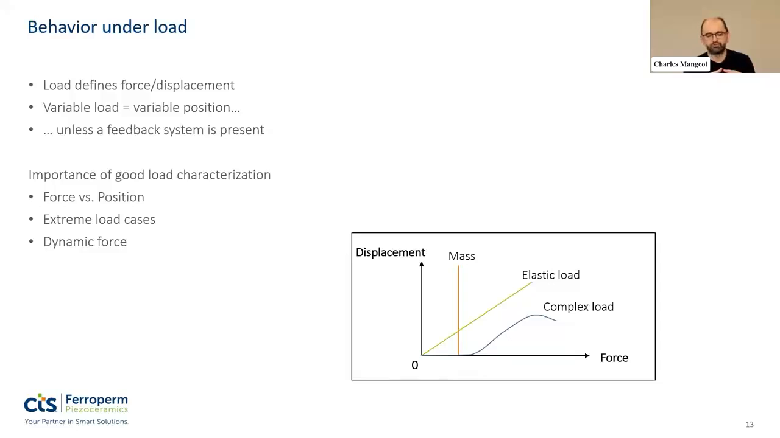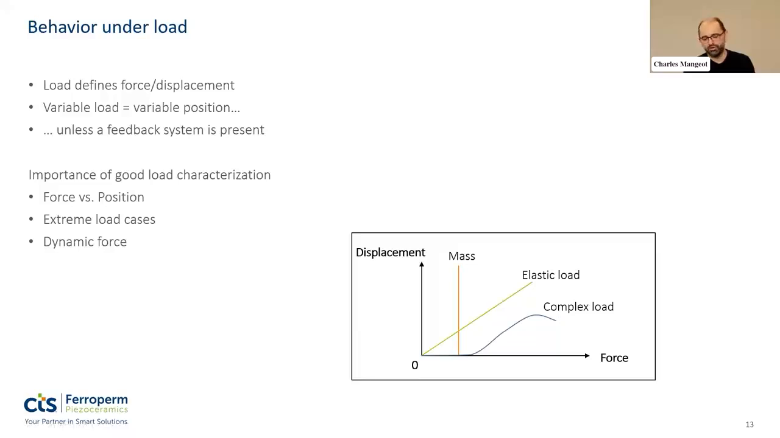You have to characterize your load in a proper way. So on a force versus position diagram, you have to know the extreme load cases. You have to know if there is a dynamic force. Here are just some examples. If you have a mass, so if you say my load is just a mass, then it's a constant force, whatever the displacement. If your load is elastic, so if it's another material that you're trying to compress, then it will tend to be more elastic, so with a linear characteristic like that.